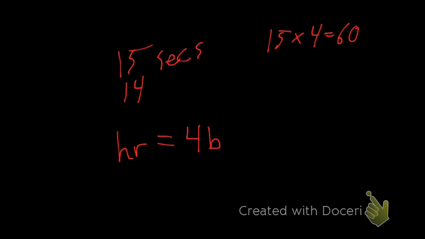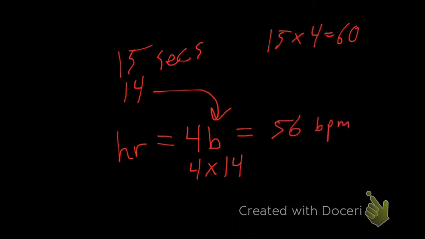And what is 4 times 14? Well, 4 times 14, we can do that in our head. 4 times 10 is 40. 4 times 4 is 16. 40 plus 16 is 56. That would be your heart rate. There we go.